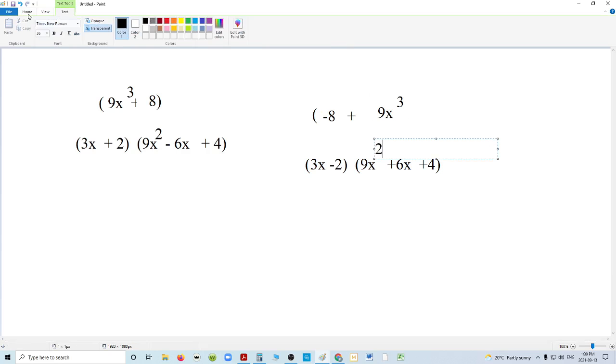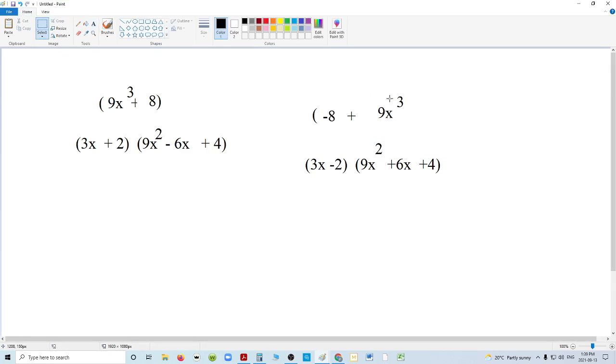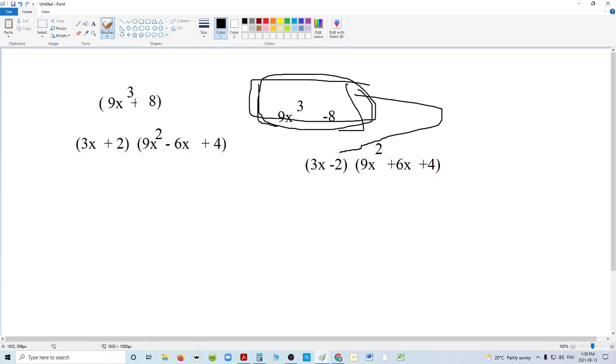And lo and behold, I can also rearrange this top as, instead of 9x plus minus 8 plus 9x squared cubed, I can rearrange it any way I want because they're all being plussed and minused. Suddenly I've figured out the formula for the difference of cubes. There, that's the easiest way to explain it.